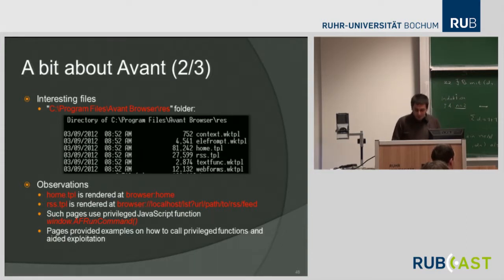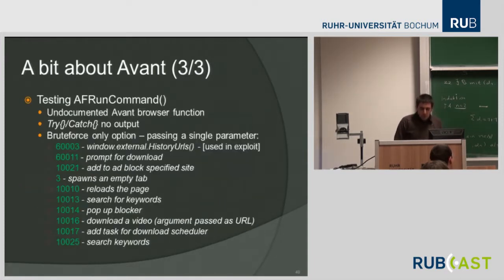It's a good name. It's like, oh, run command, so probably I can do something with that. So I tried to reuse the code which was in those special pages. And I noticed that you have to pass an argument to that function, sometimes an integer. To display the history, the integer 60003 was used. So you have to pass that integer to get the history dump of the browser. And then you have other integers there, which do other things.